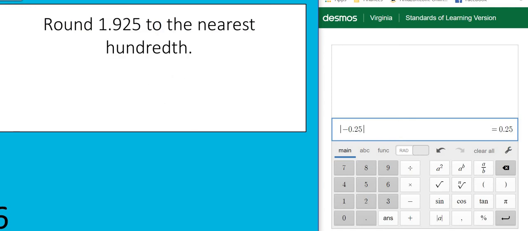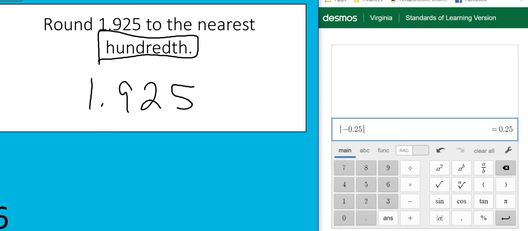Okay? So this is a quick rounding problem. It says round 1.925 to the nearest hundredth. Okay, so if I have 1.925, this is my hundredth spot.